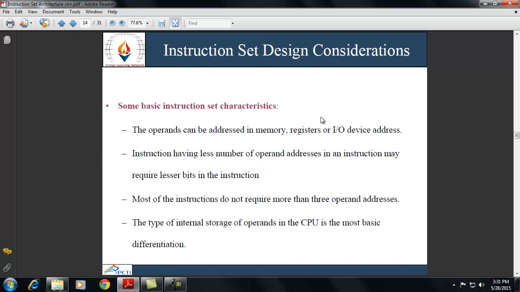Now some basic instruction set characteristics. If we talk about the basic instruction set characteristics, then the operands can be addressed in the memory, registers and input-output device address. The instructions having a smaller number of operand addresses in an instruction may require fewer bits in the instruction. Most of the instructions do not require more than 3 operand addresses, and the type of internal storage of operands in the CPU is the most basic differentiation.